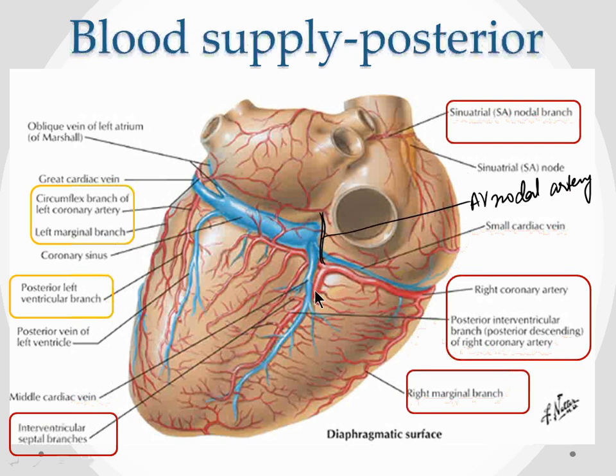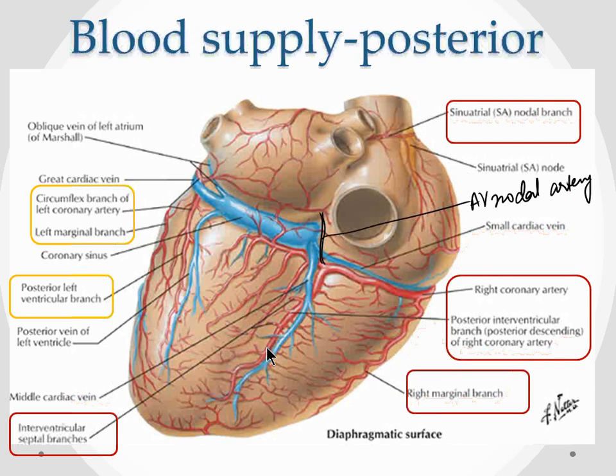And then it gives a major branch which travels in the posterior interventricular sulcus. So this branch is called the posterior interventricular branch. Again, it's interventricular, so it will supply both ventricles. And it will also give branches to the interventricular septum. Just like the anterior interventricular did, this also will give perpendicular branches which go down and supply the interventricular septum.